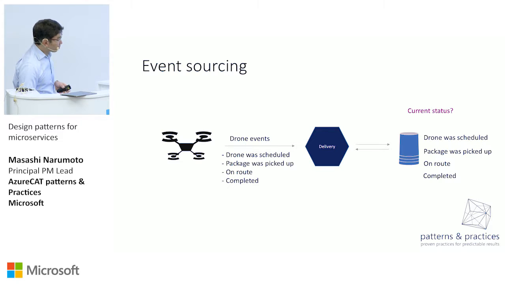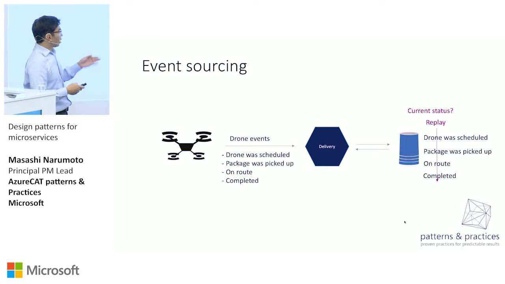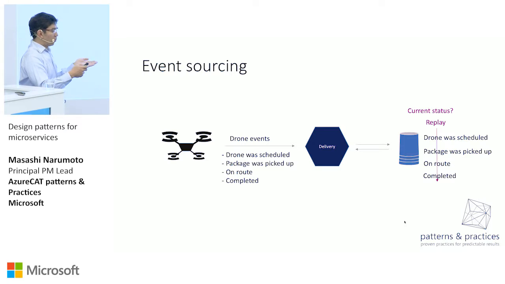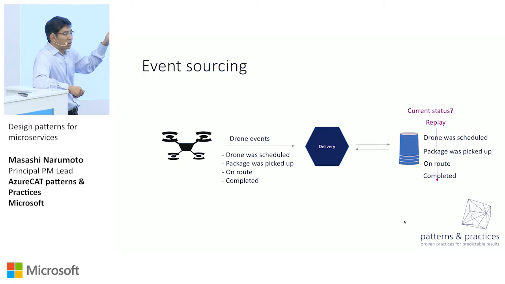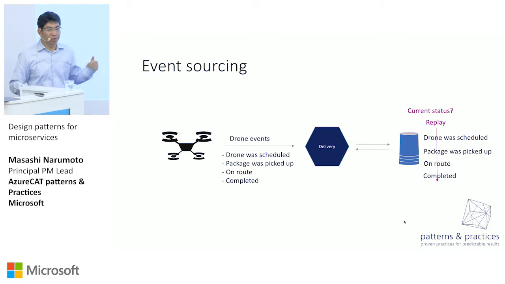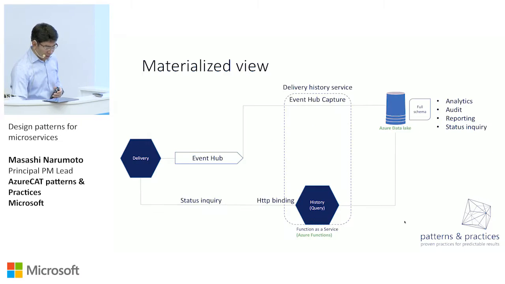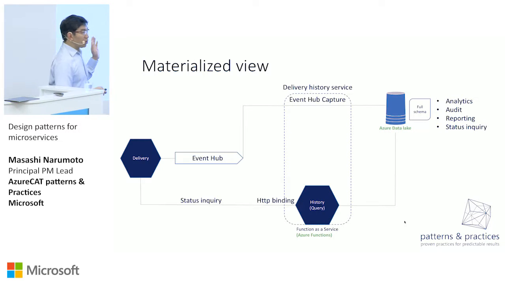Oh, it's not working. Okay. You replay all the events from scratch to see what is the latest status, right? So it's kind of a trade-off. If maintaining a history is more important than getting the current status, this pattern works fine. Well, other way around, right? The materialized view. This is what we do in the history service.